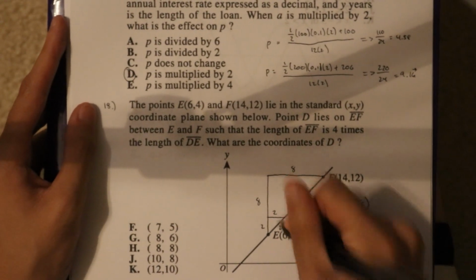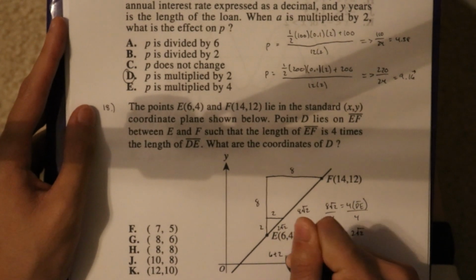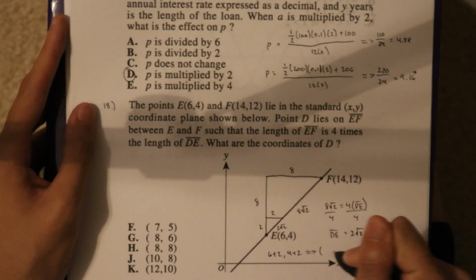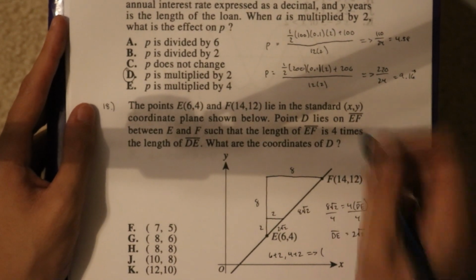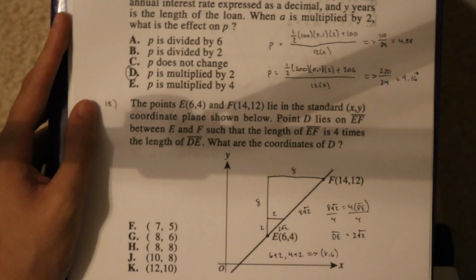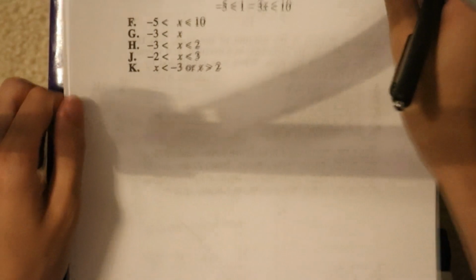Now with that, we can actually just add. So 6 plus 2, comma 4 plus 2. So the coordinates of D would have to be 8, 6. So our answer choice would be G. Oh, we're almost done. I'm already sweating.